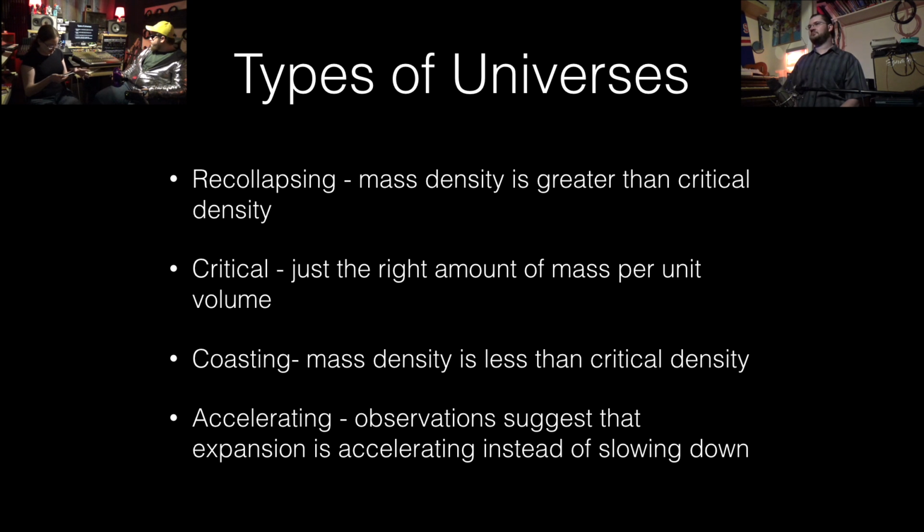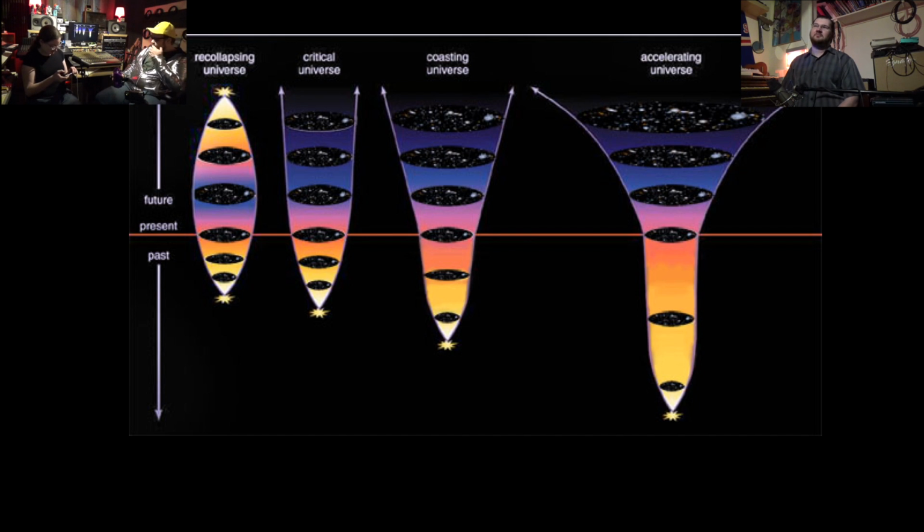And then there's the accelerating, which is what the observations suggest. Now, are these types of universes like mathematical models that we've developed? Yes. But we've observed that we're actually doing the accelerating one. Yes. And see, here is a picture of the 4 types. So you've got the recollapsing, the critical, the coasting, and the accelerating. And that one on the far right is what we are currently experiencing with the data.